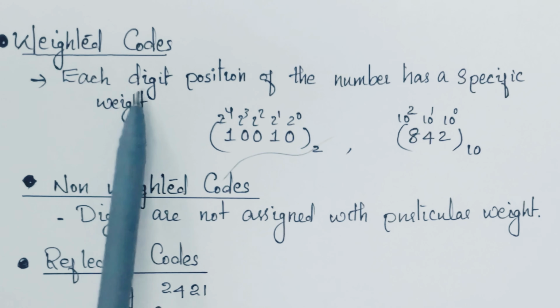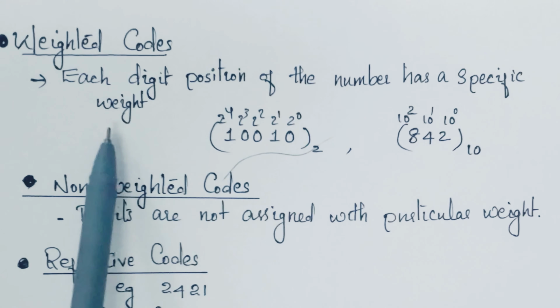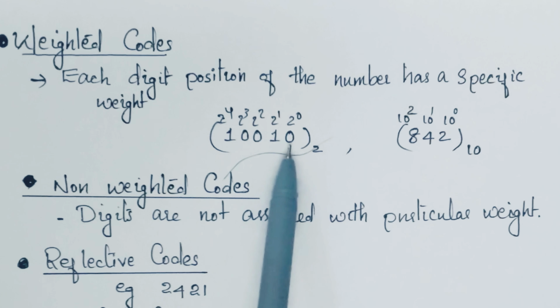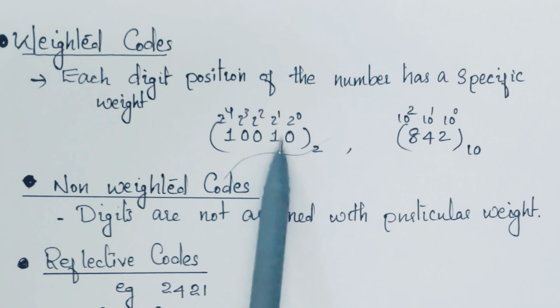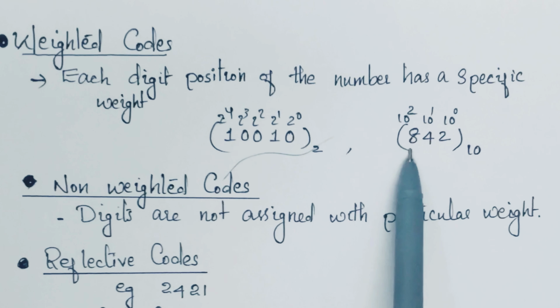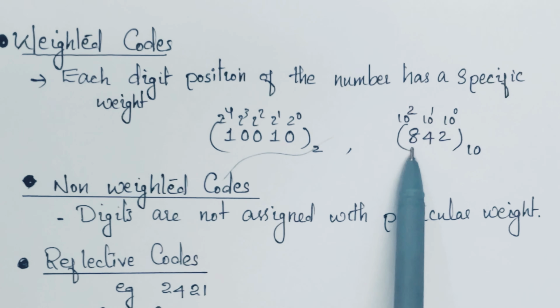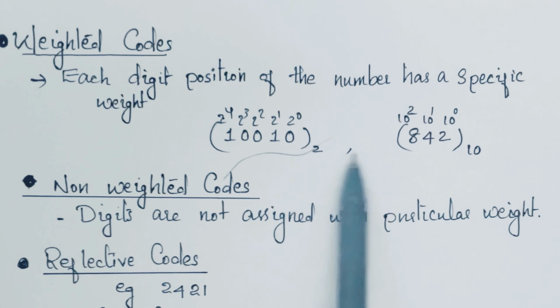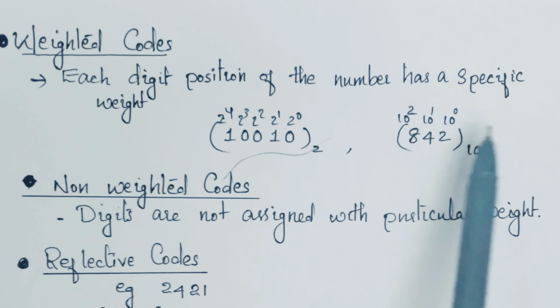So the first one is weighted code. In weighted codes, each digit position of the number has a particular weight. For example, if you take a binary number 10010, here the weights are in powers of 2: 2 power 0, 2 power 1, 2 power 2, 2 power 3, 2 power 4. That means each bit has a particular weight. Same in the case of decimal number also. For example, 842, the weight of the digit 8 is 10 power 2. Weight of the digit 2 is 10 power 0. So all these come under weighted code. So in weighted code, each digit position has a particular weight.